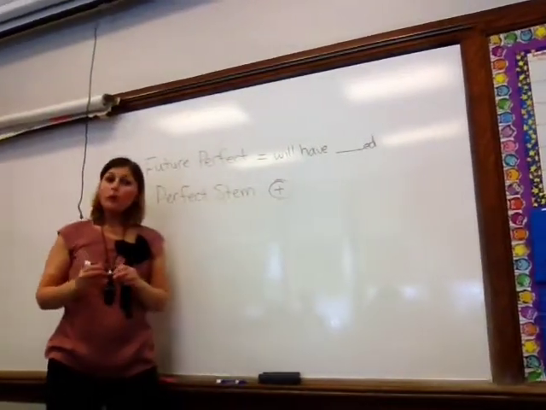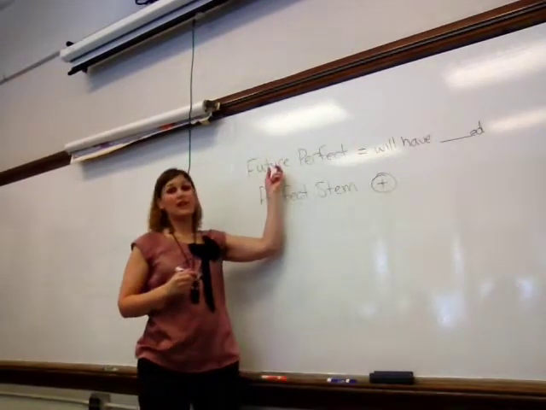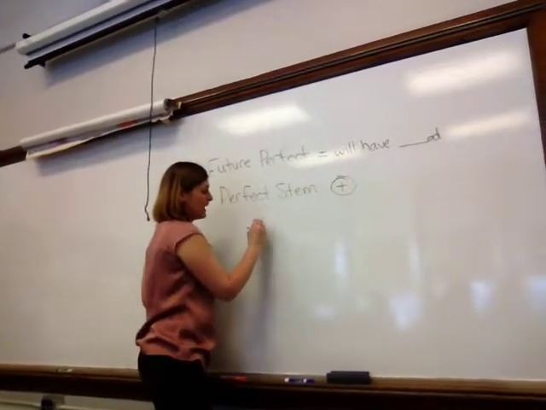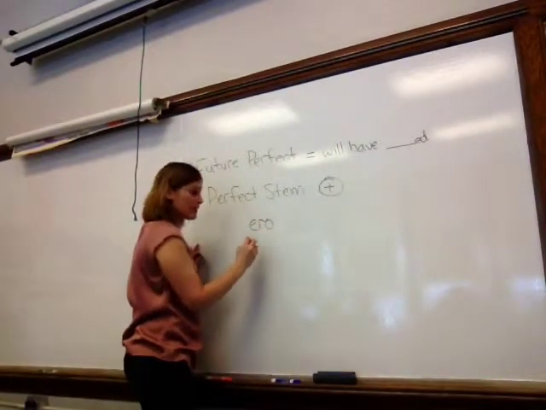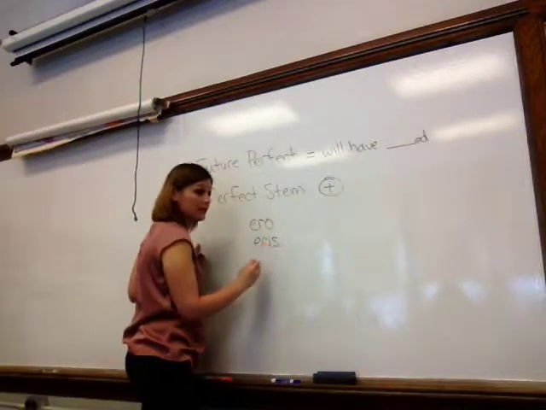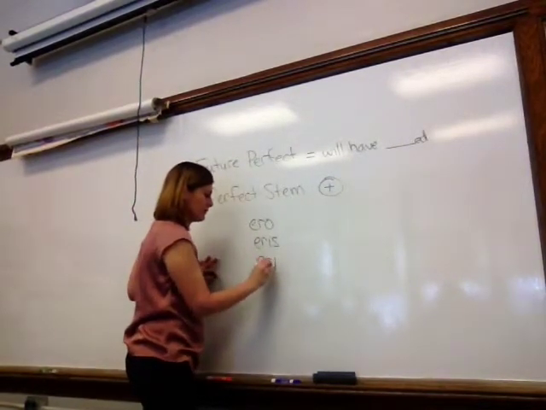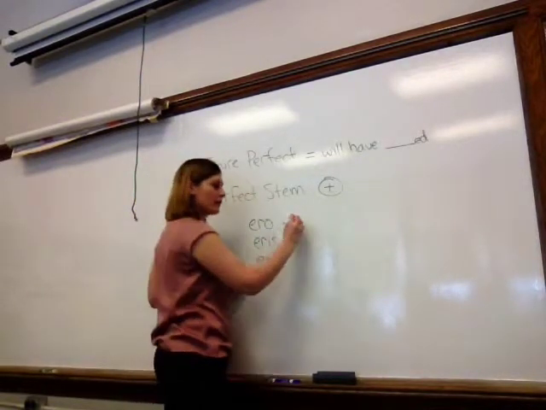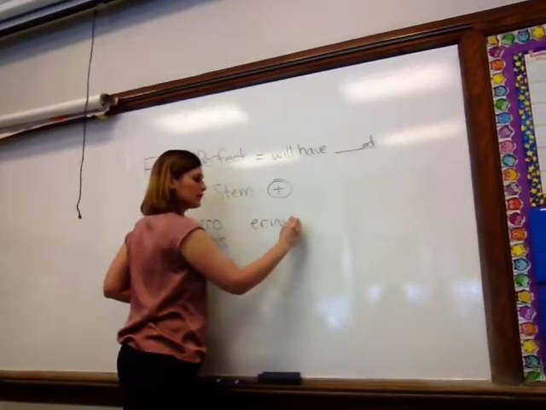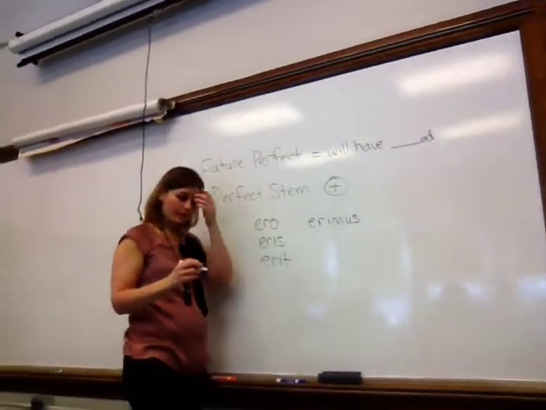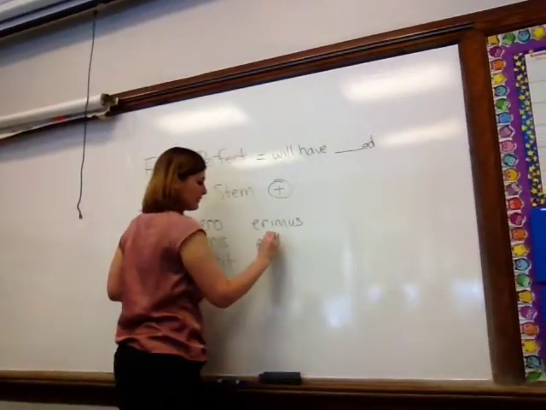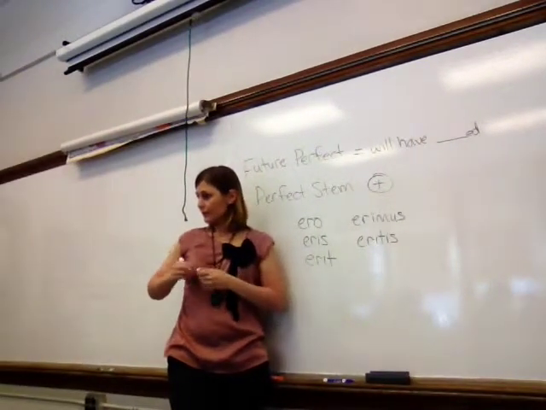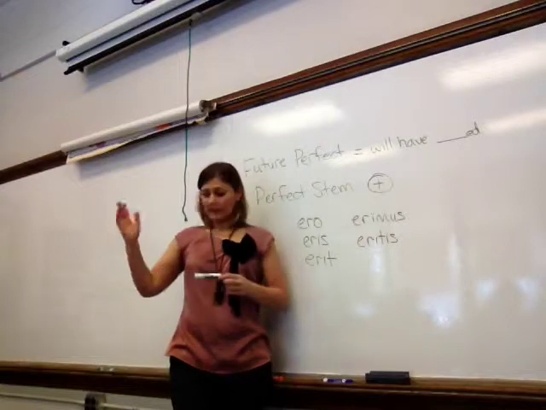After the perfect stem, we don't need to make it more in the past. We actually have to put it kind of in the future. So we are going to add endings that look like this. See what we did there. What is this thing that I'm writing here? It's the future tense of sum. Exactly.